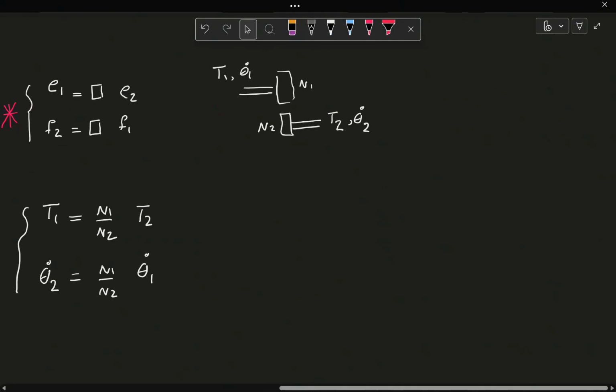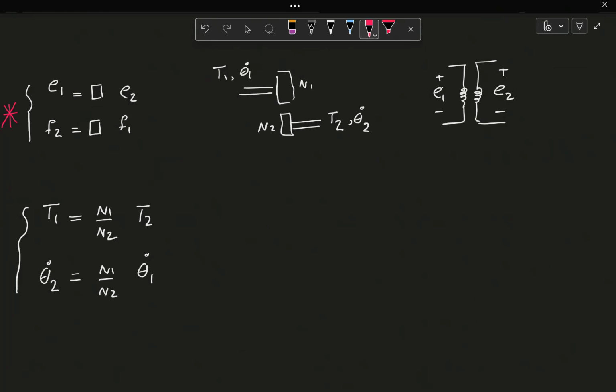Now let's look at some other transformers. Another transformer that we have is the electrical transformer. You have two coils of wire adjacent to each other. If you provide some E1 on the first side, this E1 would be transformed and induce another voltage on the second side. I'm going to call the voltage on the first side E1, and the voltage on the second side E2. I'm also going to call the current that passes through the first side I1, and the current that passes through the second side I2.